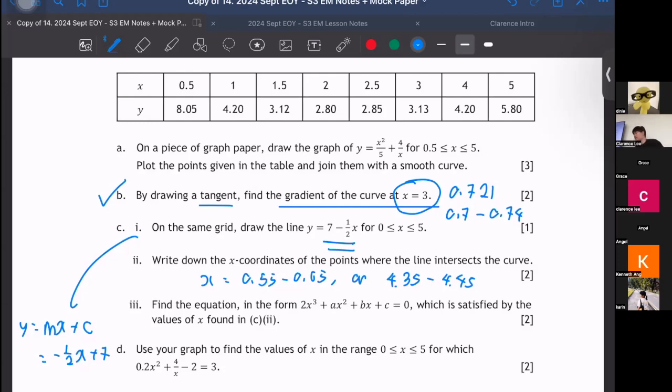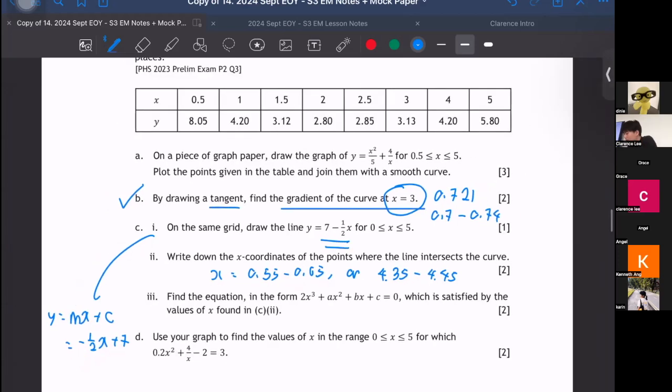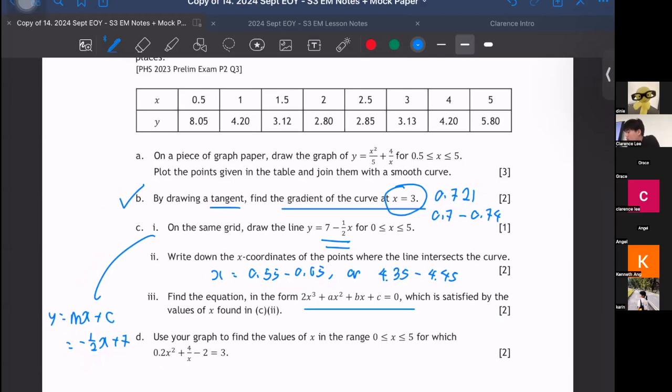Second part, they ask you to find the equation in the form of this, which satisfy the values of x you found. The values you found is from the intersection between the line and the curve. So this is where you do your simultaneous equation, whereby you equate the line to be equals the curve.